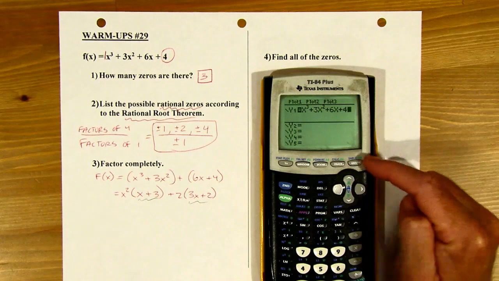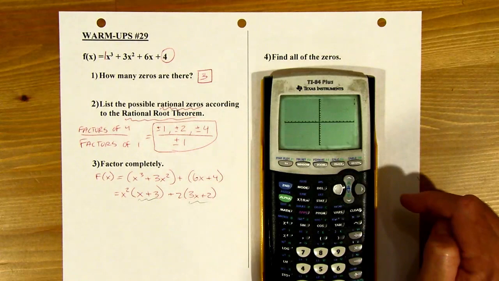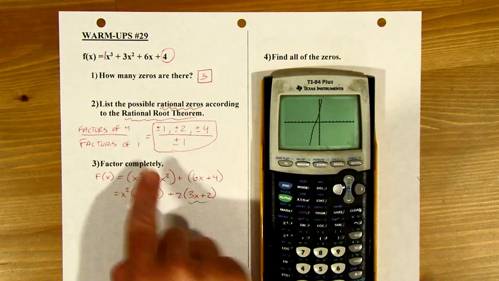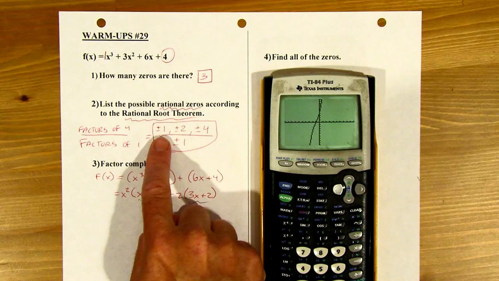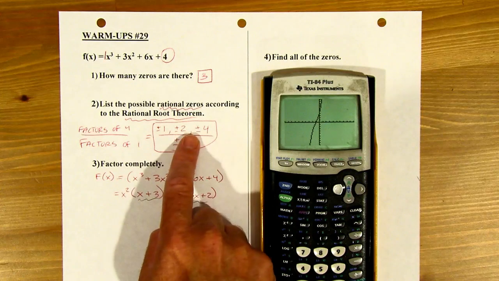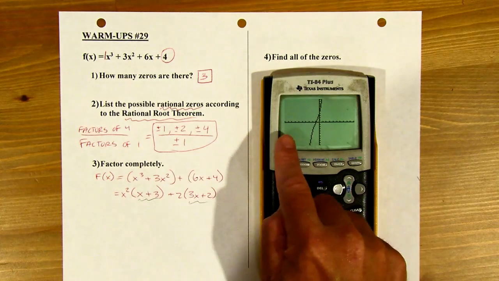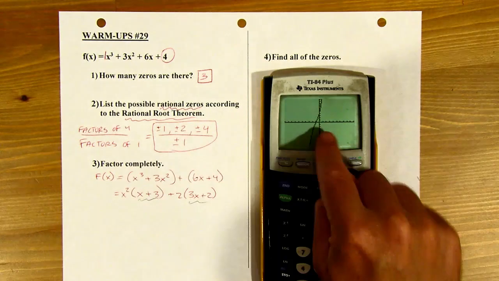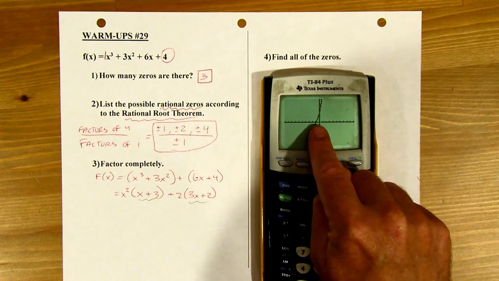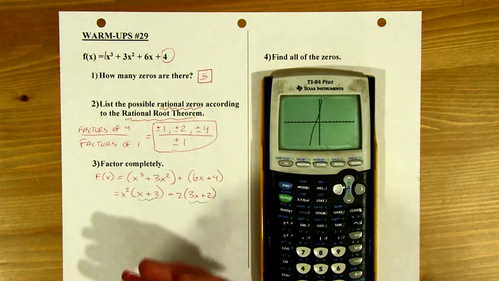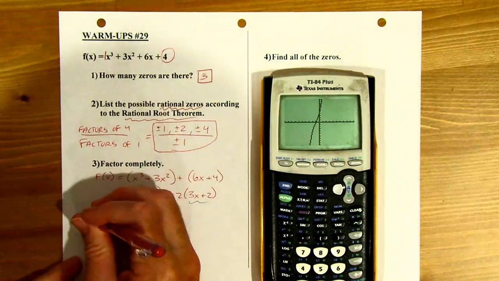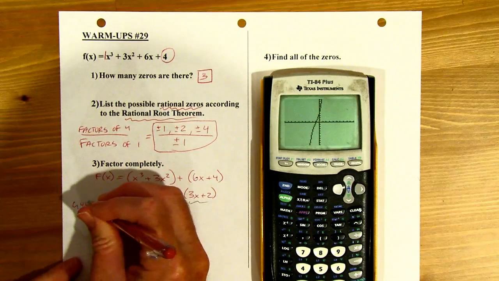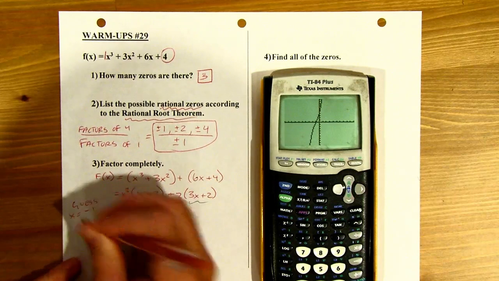I'm going to hit the graph button, okay, to get a look. And really what I'm looking for is, I was thinking 1, 2, or 4, positive or negative. So I'm looking for places where my function is going to cross the x-axis. And hopefully I can find one of these numbers on there. And it looks to me like negative 1. So I'm thinking negative 1? That seems like that could be a root. This is a guess. x could equal negative 1.